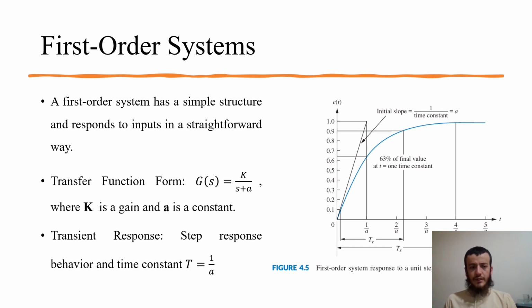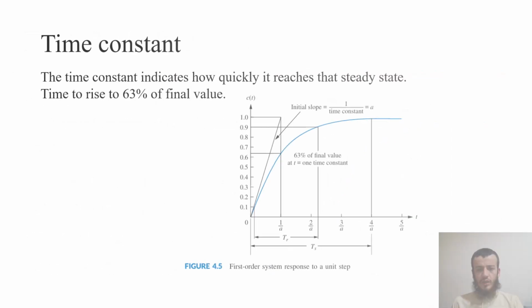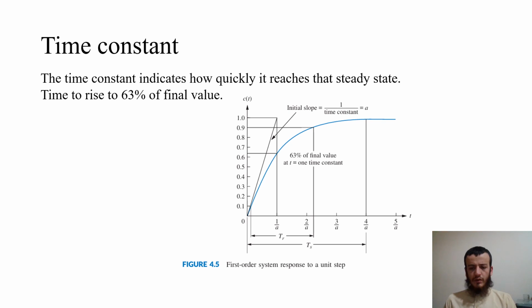Look at this time constant. As I said, it is how quickly a system reaches steady state, or the time to rise to 63% of its final value, or we can say to reach 37% of its initial value, and that is this one. This is the time constant. Okay.